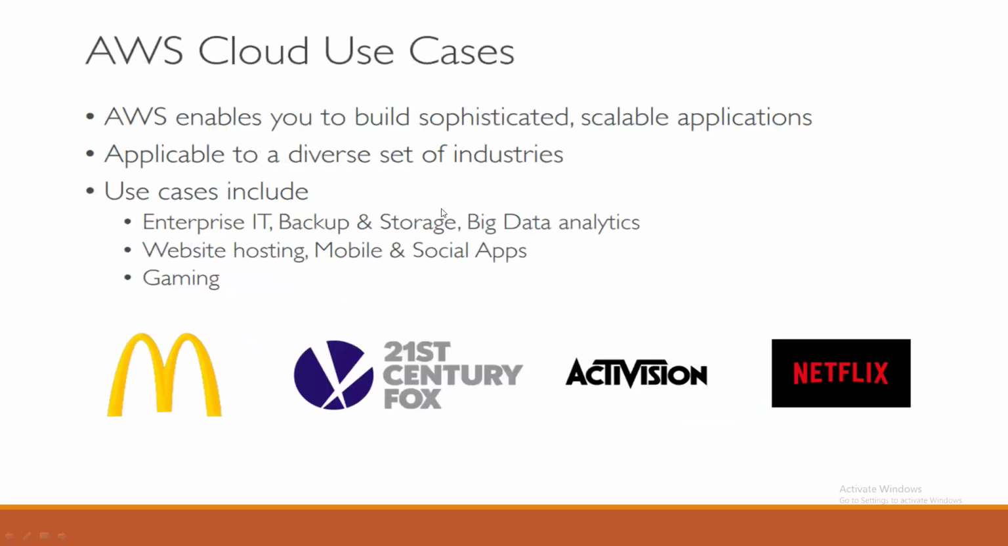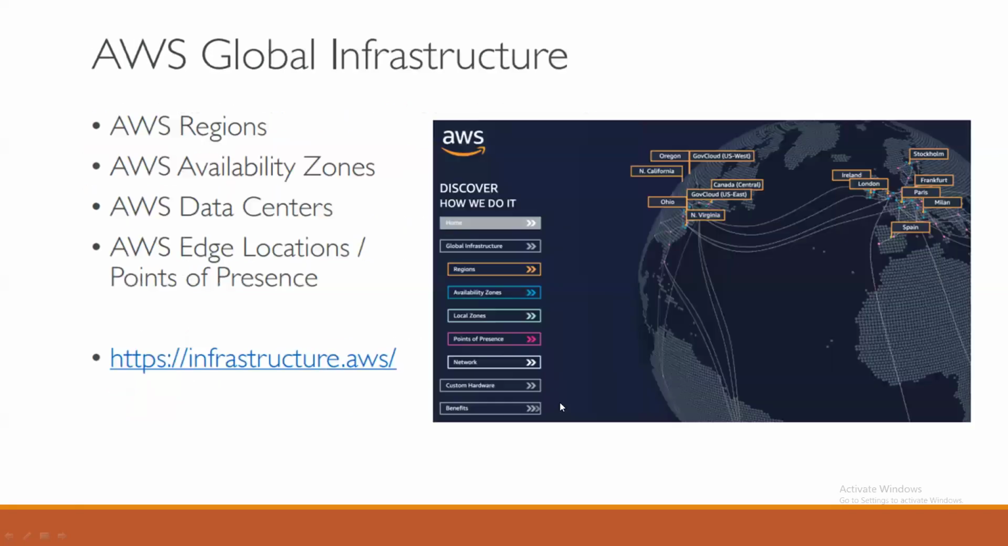Okay, AWS cloud use cases. AWS enables you to build sophisticated, scalable applications applicable to a diverse set of industries. Use cases include enterprise IT, backup and storage, big data analytics, website hosting, mobile and social apps, gaming. Everywhere we are using AWS, guys. McDonald's, 21st Century Fox, Activision, Netflix, they are using the AWS cloud.